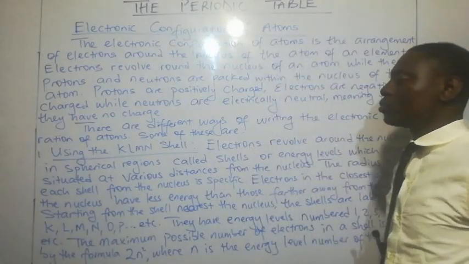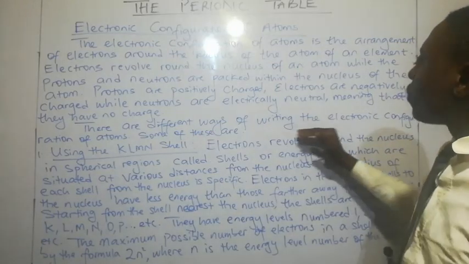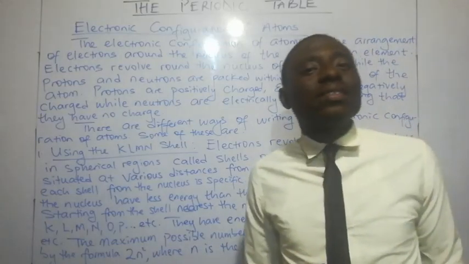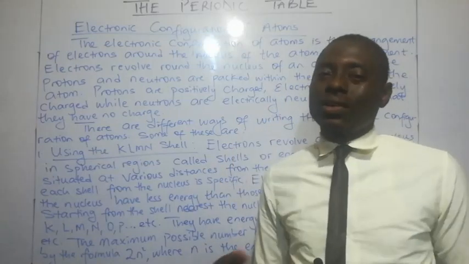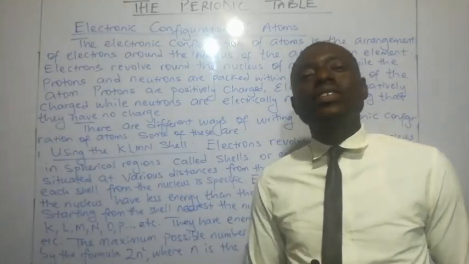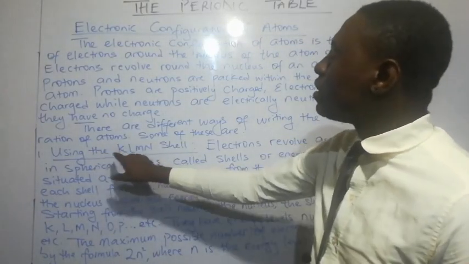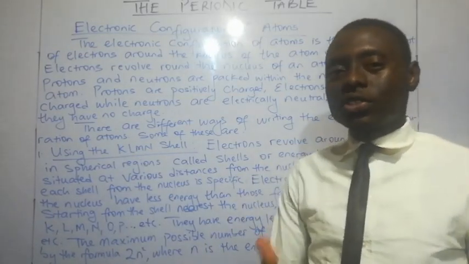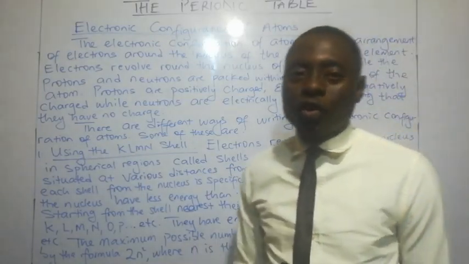Now, let me come back to electronic configuration. There are different ways of writing the electronic configuration of atoms. It is not only one method that you can use. You have several methods, which we are still going to discuss. Out of those several methods, the number one method that is very popular is using the KLMN shell. That is the first method I'm going to discuss with you, the KLMN shell configuration.